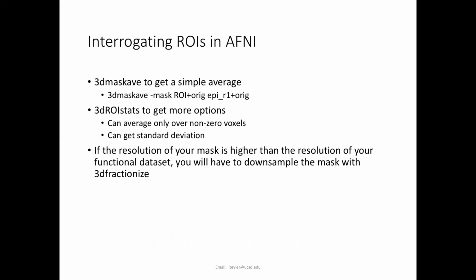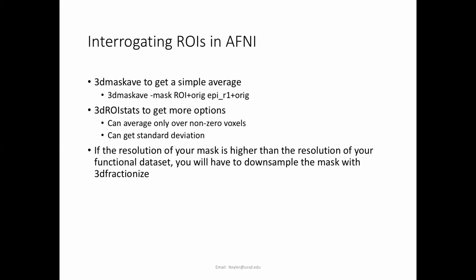So here's the way that you can get out the information that's within an ROI in AFNI. 3dmaskave is the most straightforward way to just get a simple average of all the voxels that are in a mask. But if you want to have more options, you can use 3dROIstats. And like I said, if you have more than one blob in your mask and each of them has a different number inside them, then 3dROIstats will give it to you in different rows of a CSV file that you can bring into Excel.